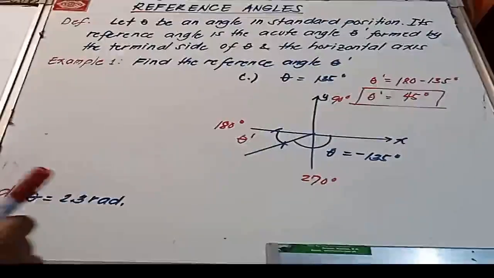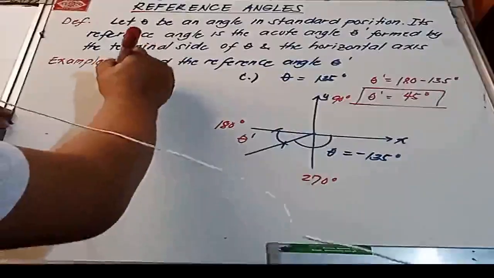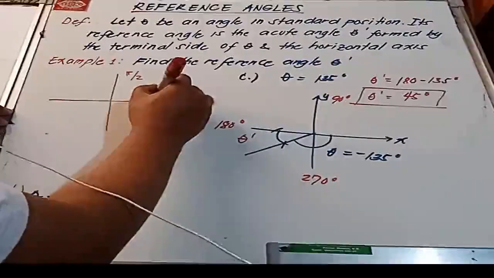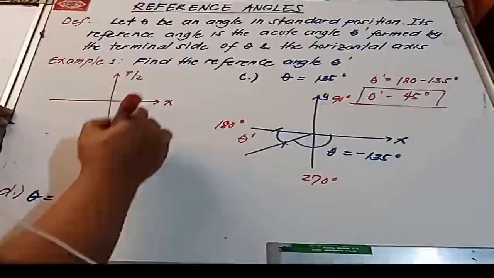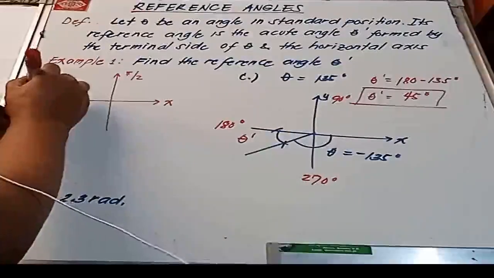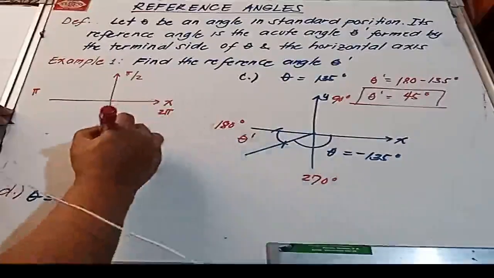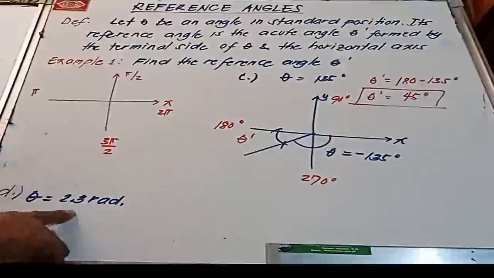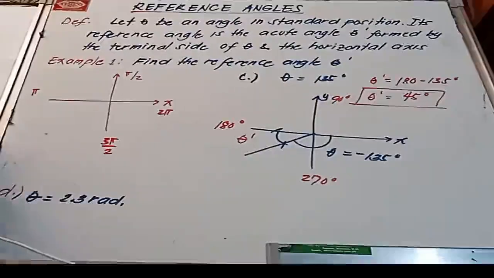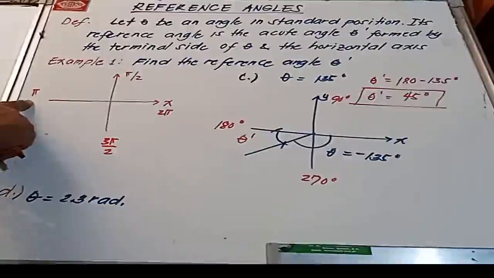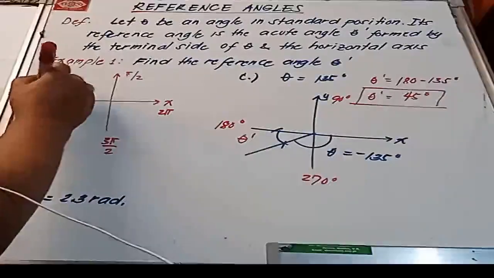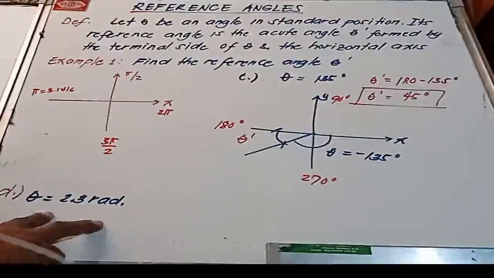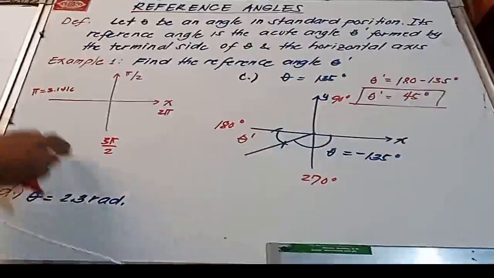For letter D, okay, let's go. We have 2.3 radian. Diba ito ay pi over 2. This is x. This is y. In radian tayo. This is pi radian. This is 2 pi radian. This is 3 pi over 2 radian. Okay. Ang 2.3 radian is 2.3 radian, no? But pi radian is 3.14, no? So this is 3.1416, etc. So ibig sabihin, yung 2.3 radian is less than pi radian.